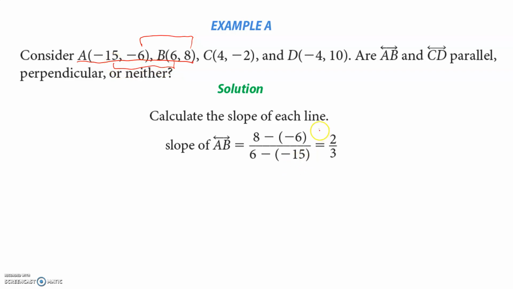So the top is going to be a 14, and the bottom is going to be a 21. And when I divide by 7 and divide by 7, it turns out to have a slope of 2/3. Okay, then they find the slope of CD.